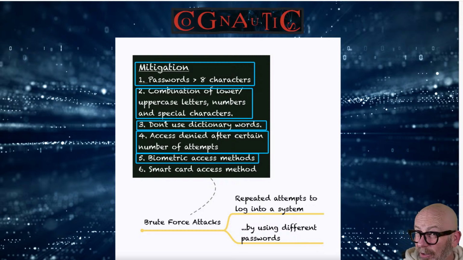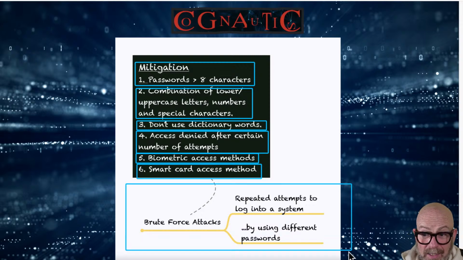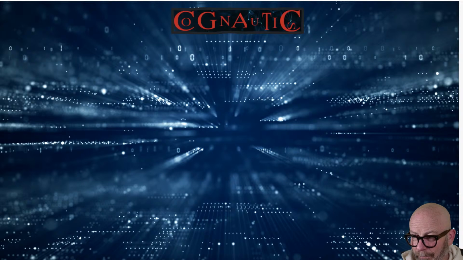You could also use a biometric access method. That's a physical method. All the rest of these were logical. So biometric would be a physical method of locking people out. Another physical method could be a smart card access method. Two-factor authentication could work well as well. So that is what a brute force attack is. It's a repeated attempt to log into a system by using different combinations of usernames and passwords.